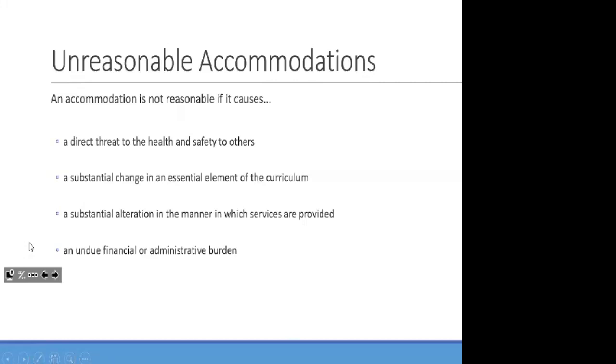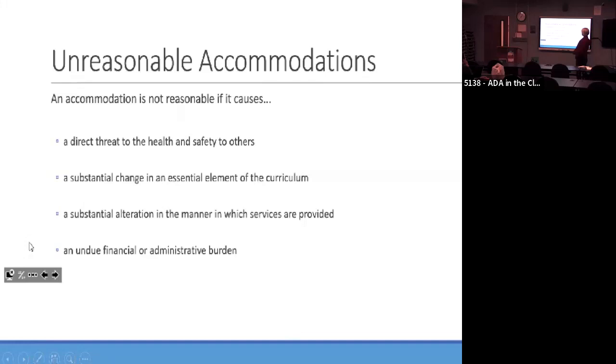Right. Okay. Other questions or comments about unreasonable accommodations?